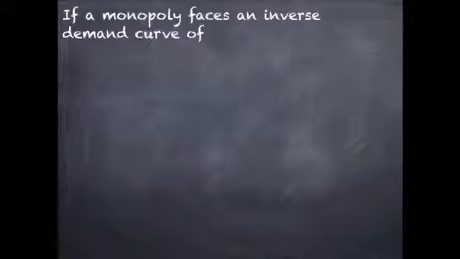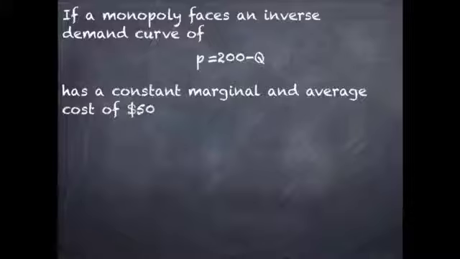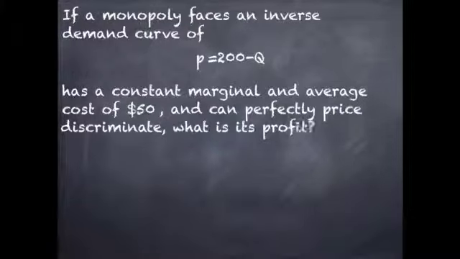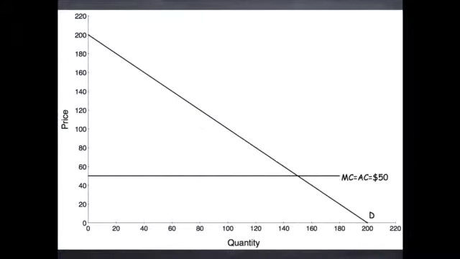And the question itself states, if a monopoly faces an inverse demand curve of P equals 200 minus Q, has a constant marginal and average cost of $50, and can perfectly price discriminate, what is its profits? It's important to realize that an important part of the information you need is nested within this question. In particular, the implications of the fact that this firm can perfectly price discriminate. So let's take a look at graphically what that means.